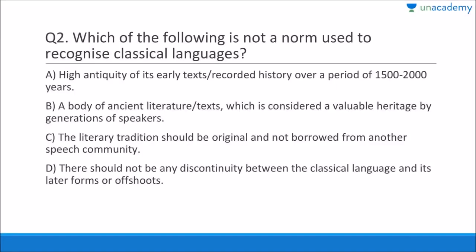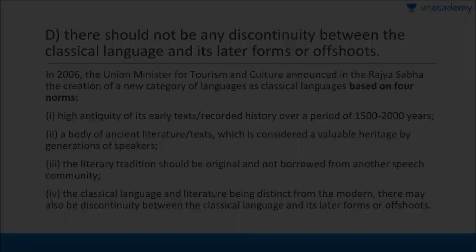Question number 2, which of the following is not a norm used to recognize classical languages? So high antiquity of its early text, recorded history over a period of 2000 years, this is correct. A body of ancient literature text which is considered a valuable heritage, this is also correct. The literary tradition should be original and not borrowed. This is also correct. There should not be any discontinuity. So this is wrong. There can be a discontinuity.